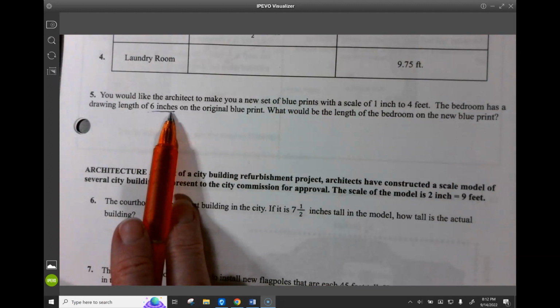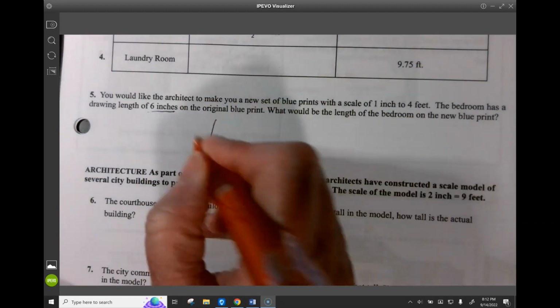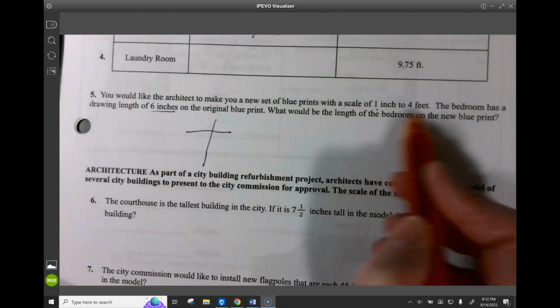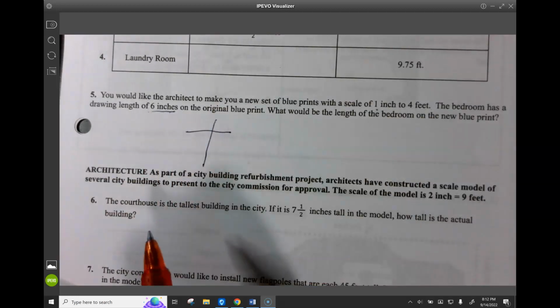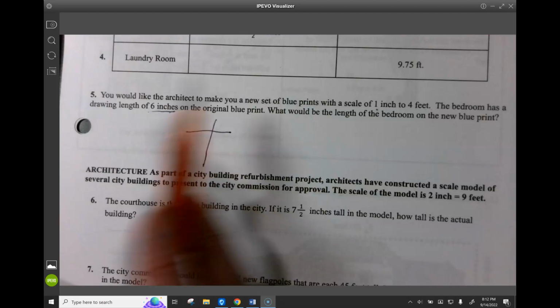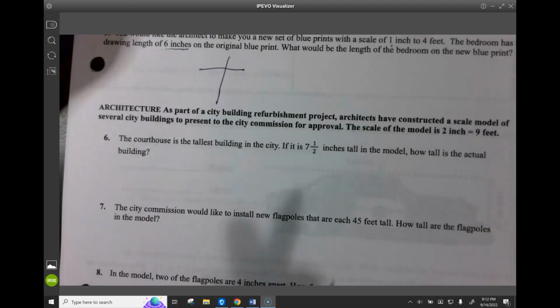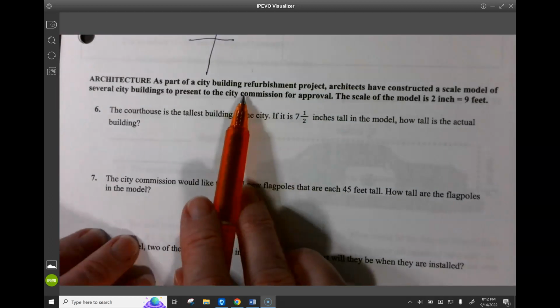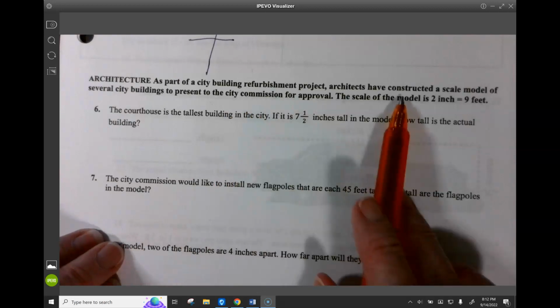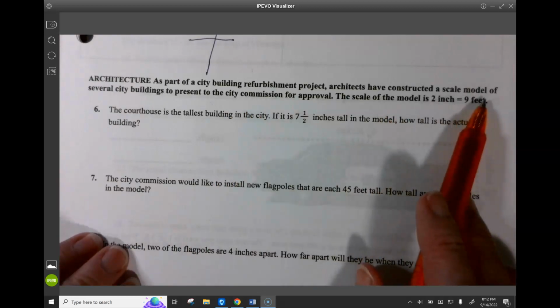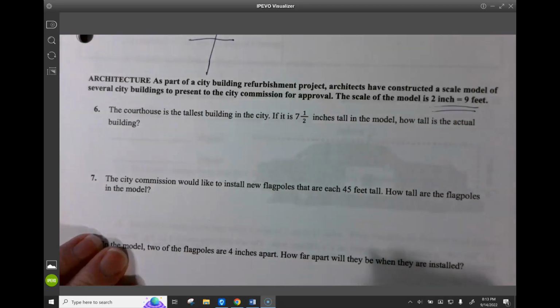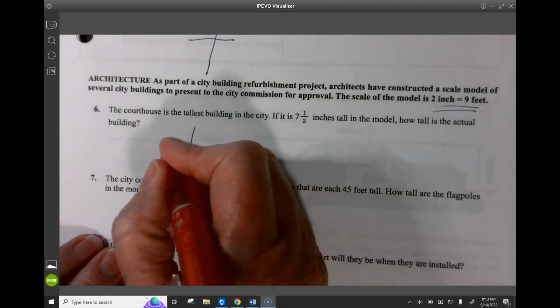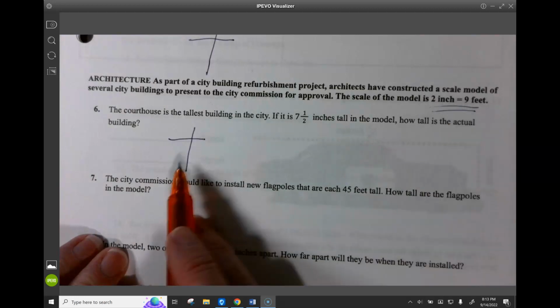But this time, okay, and you might want to actually do another table, plugging in your new information, and then going. Okay, if you're not sure of the information, look back at the notes. Number 6 is part of a city building refurbishment. Architects have constructed a scale factor for the model. The scale of the model is 2 inches to 9 feet. Okay, make yourself a table. Plug in what you know.